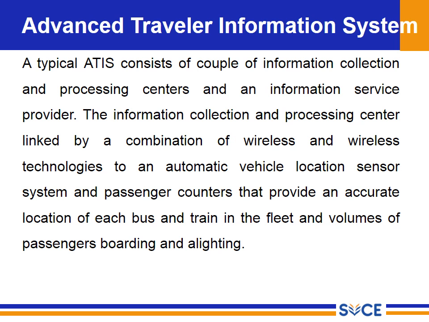The automatic vehicle location sensor system and passenger counters provide an accurate location of each bus and train in the fleet, and the volume of passenger boarding and alighting, and even automatic ticket tellers are there. Once the passenger boards, the fare is automatically deducted from the travel card and a ticket is issued, and it also keeps a count of how many passengers are traveling inside the vehicle. So section-wise you can see the passenger volume, and where the maximum boarding and alighting happen. This kind of information we get automatically through this system.